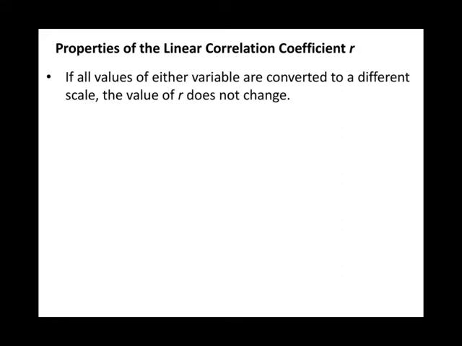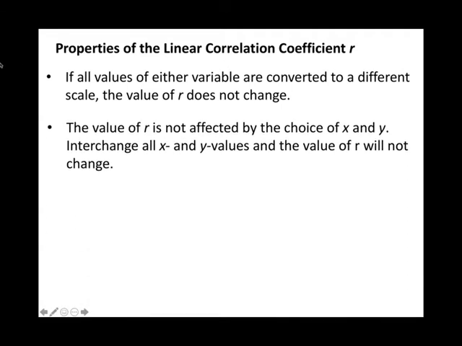Okay, more properties. If all values of either variable are converted to a different scale, the value of R does not change. Remember when we construct the scatter plot with two variables, if you change the scale, it doesn't affect your R here. The value of R is not affected by the choice of X and Y. Interchange all X and Y values and the value of R will not be changed. So this is talking about you have these two variables. It doesn't matter which one is going to be your X, which one is going to be your Y. You could interchange them and your R will not change.